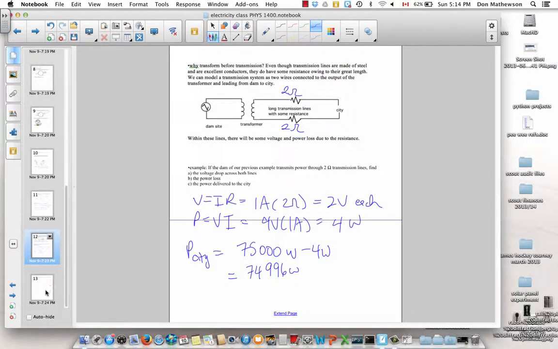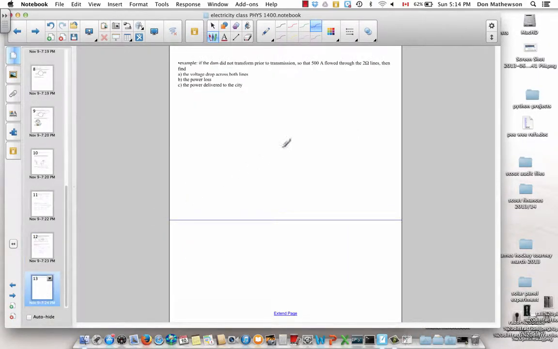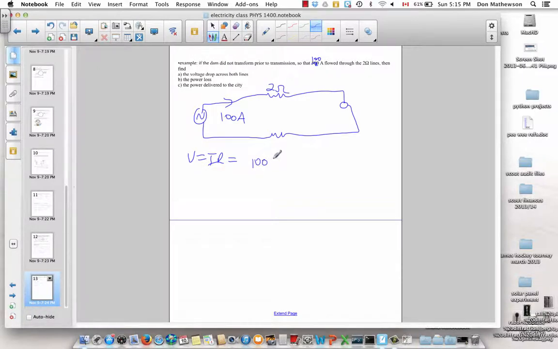Now let's see what would happen if you hadn't transformed it at all. And so now your 100 amps is flowing through those 2 ohm lines. So here's your dam. There's your transmission lines. No transformer. So we've got these 2 ohm lines, and there's 100 amps of output from the dam flowing through these transmission lines. Well, the voltage drop is going to be 200 volts for each one.